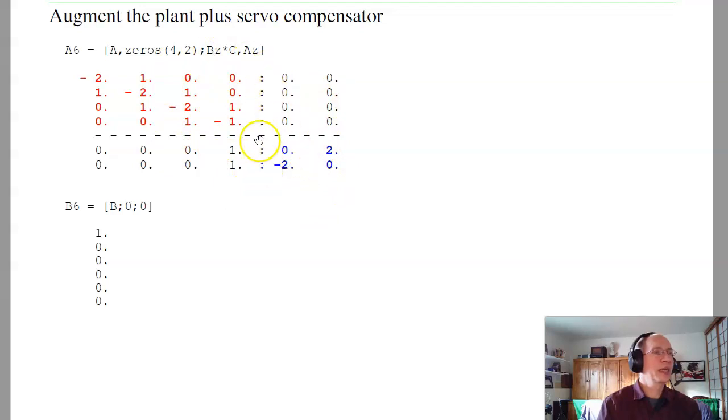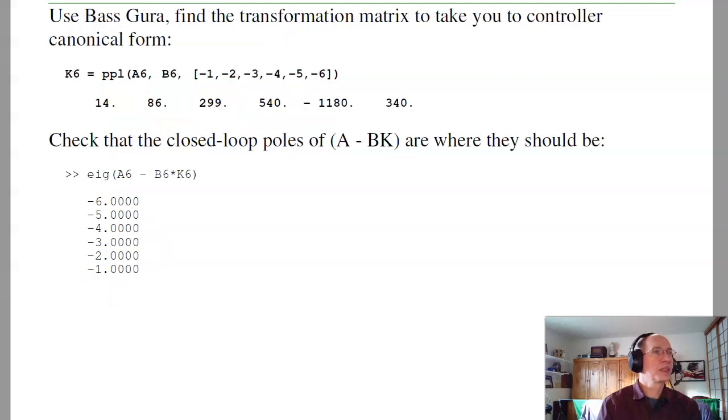Again, in MATLAB, you're not going to see these dotted lines. I just put that in there so you can see the different parts of it. And then B6 is your B matrix and 0. Now, using pole placement, I can place the poles. If I put the poles at -1, -2, -3, -4, -5, -6, here's your feedback gain, K6.